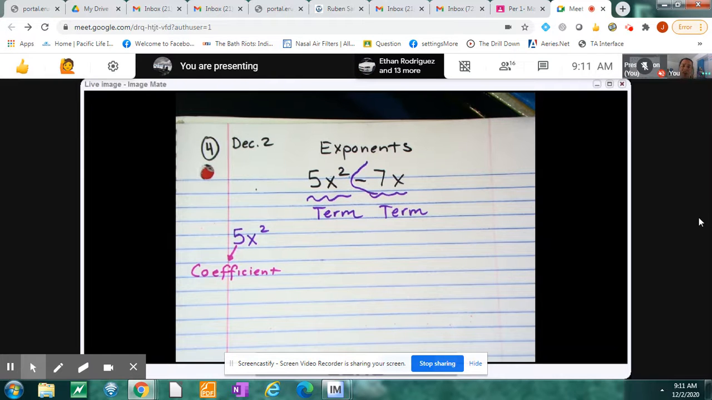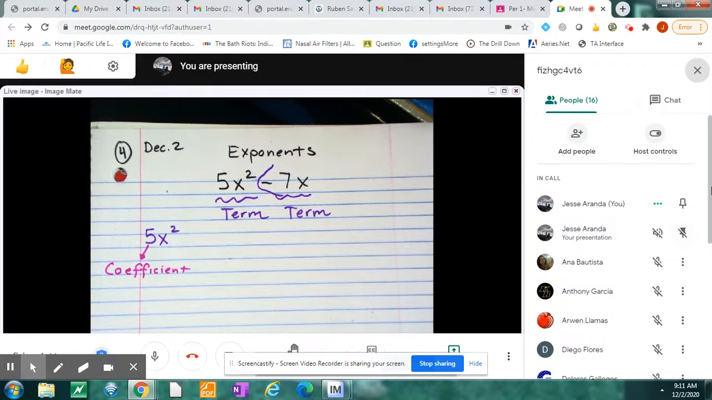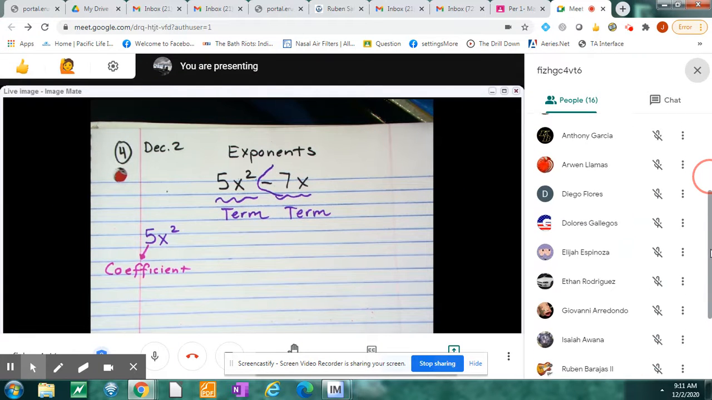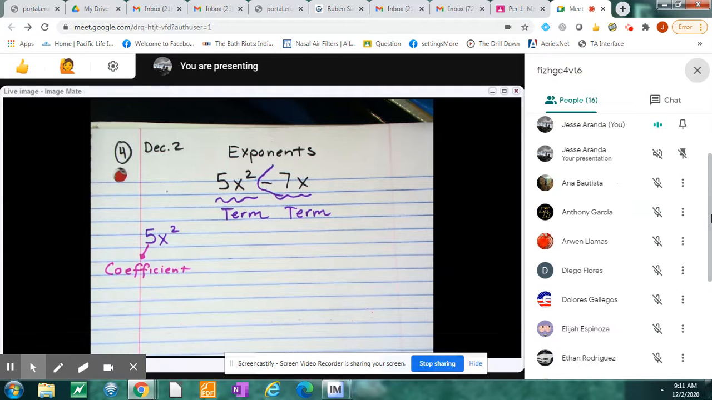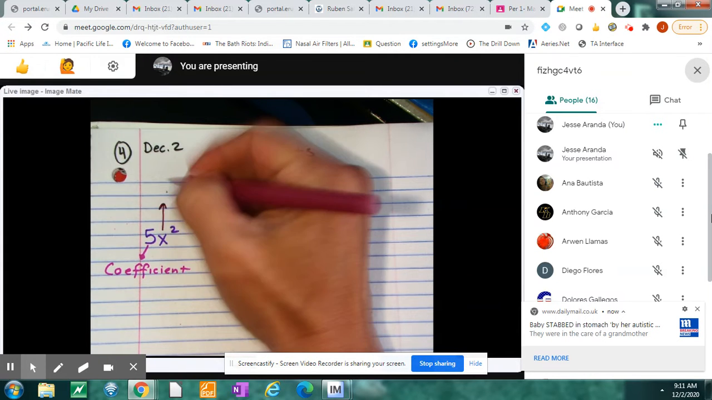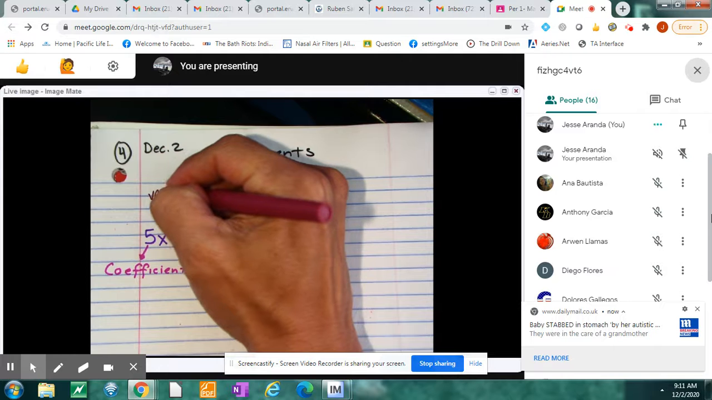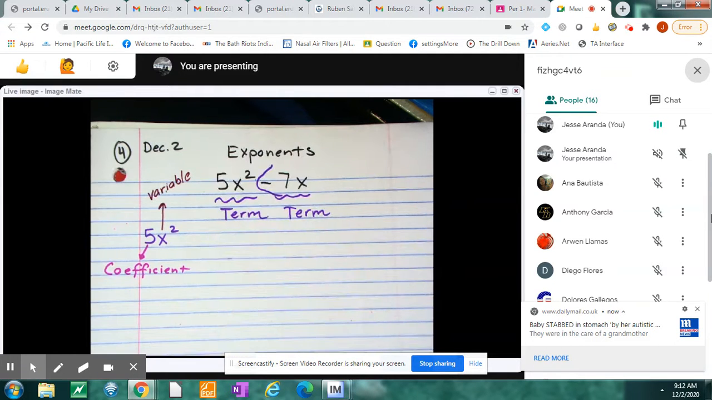What is the x called? I know it's early in the morning. Anna, what is the x called? A letter. Yeah, but in math, what is it called? Right, a variable. So this is called a variable, which is a letter. It represents an unknown number.